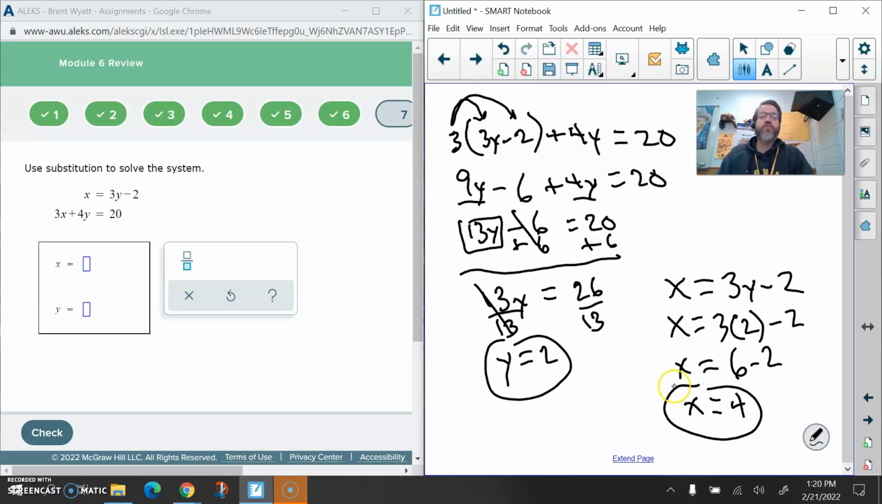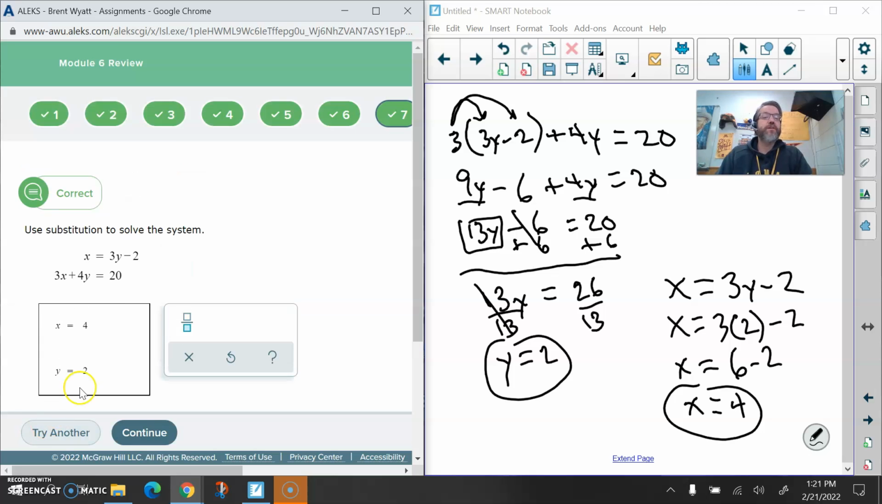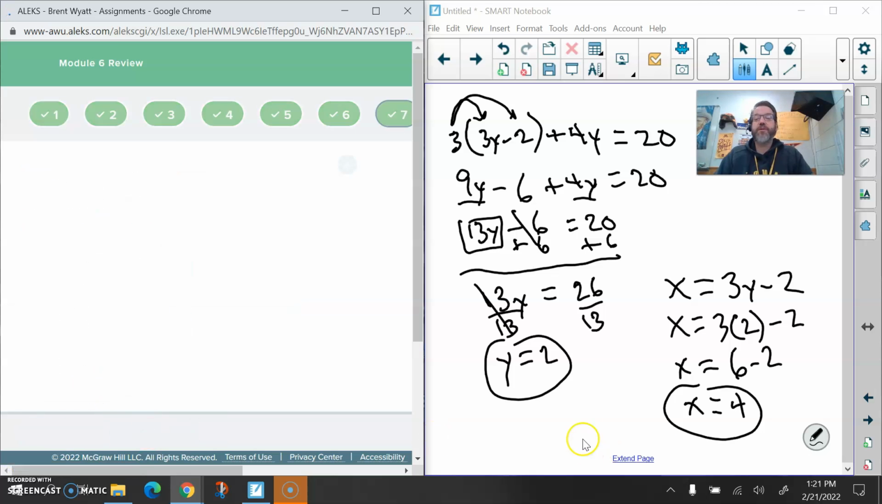Okay, now again, be careful when you enter these in ALEKS, get them in the right order. x equals 4, y equals 2. So here x equals 4, and here y equals 2. Okay, then I can click check, and there we have it correct, and I'll move on to number 8.